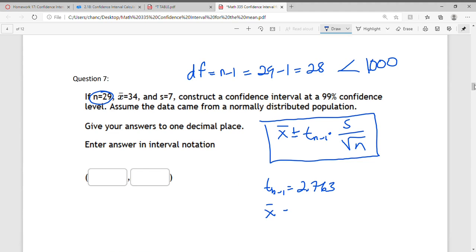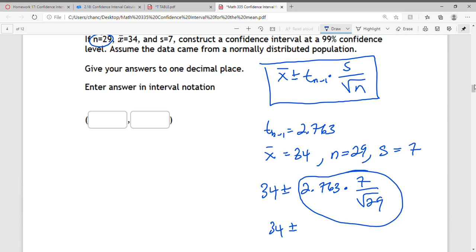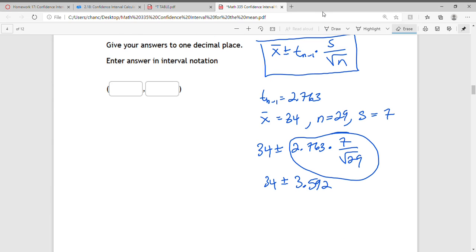We know x bar is 34. We know n is 29. And our standard deviation is 7. So let's plug the values into our formula. 34 plus or minus 2.763 times 7 over the square root of 29. Again, let's calculate the right side of the plus or minus first. This gives me 3.592. And now we can do 34 minus 3.592.